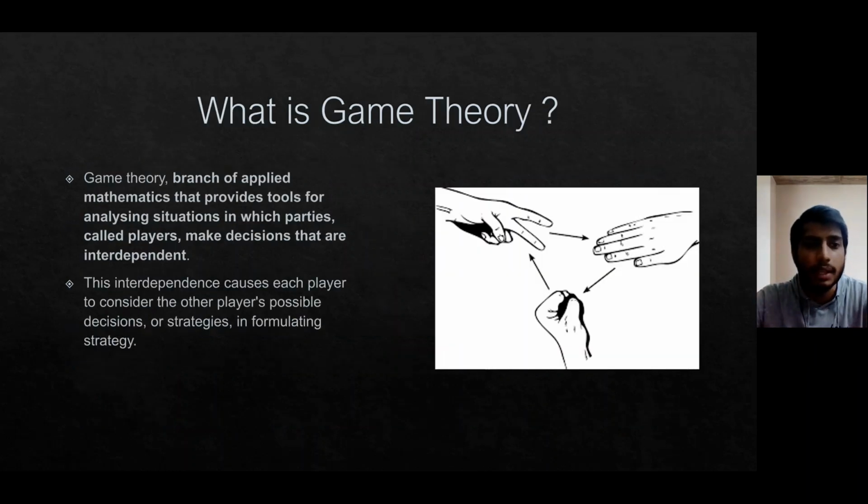What is game theory? Game theory is a branch of applied mathematics that provides tools for analyzing situations in which parties that are players make decisions that are interdependent. This interdependency causes players to consider the other players' possible decisions or strategies in formulating strategies.